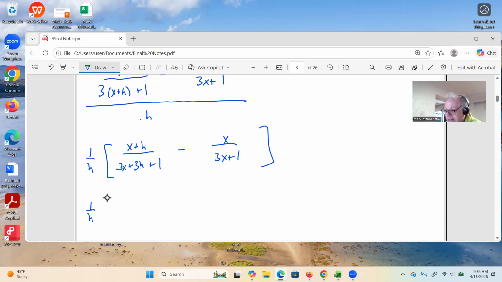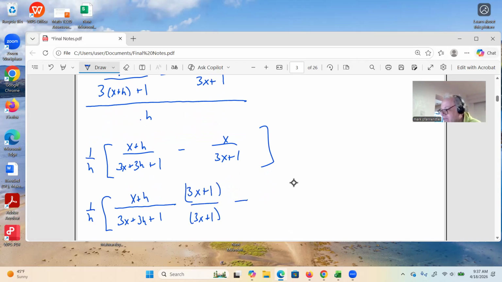So we have 1 over h times, here's my x plus h over 3x plus 3h plus 1, times 3x plus 1 over 3x plus 1. Then I multiply by 1 minus x over 3x plus 1 times 3x plus 3h plus 1 over 3x plus 3h plus 1. Okay, we have to go ahead and sort this out.